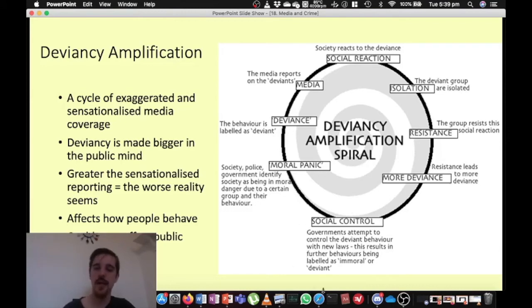Then the government attempts to control the deviant behaviour, passing new laws, and you continue to be labelled as immoral or deviant. Then this leads to moral panic, meaning the society, police and government identify the society as being in moral danger due to your group, and then the behaviour is labelled as deviant, the media reports, and it just goes around. You can see how it just spirals out of control.